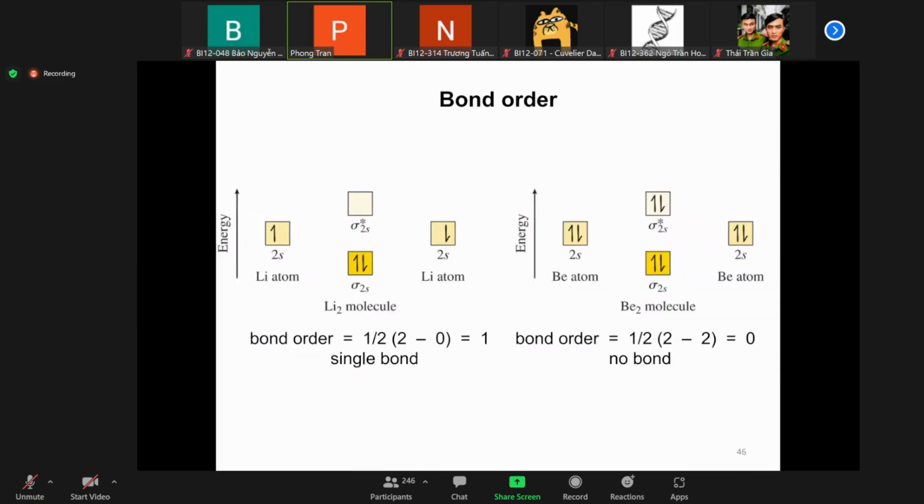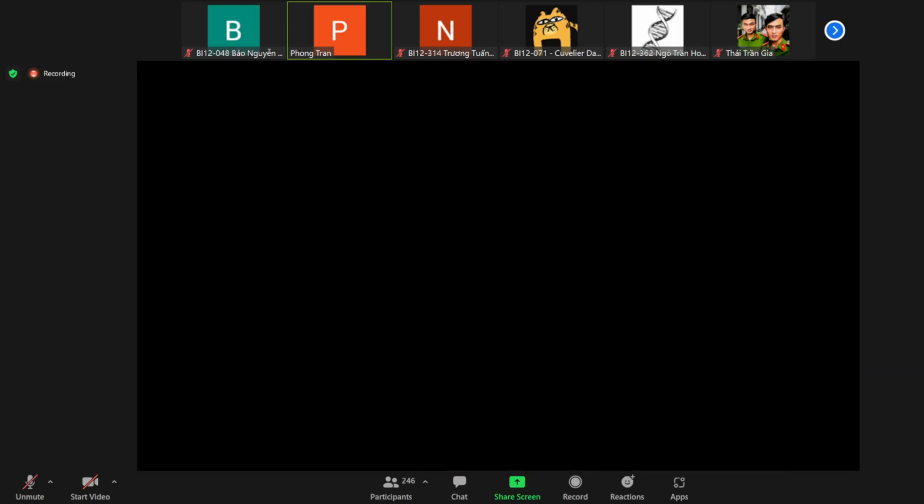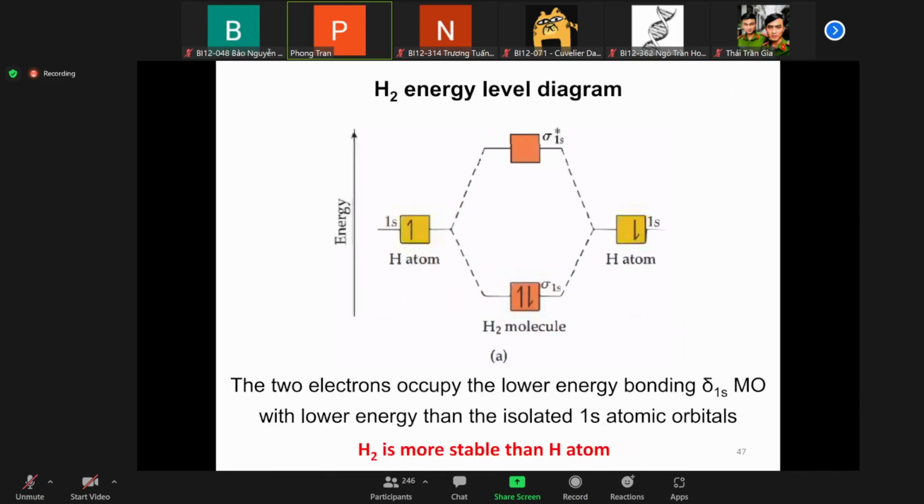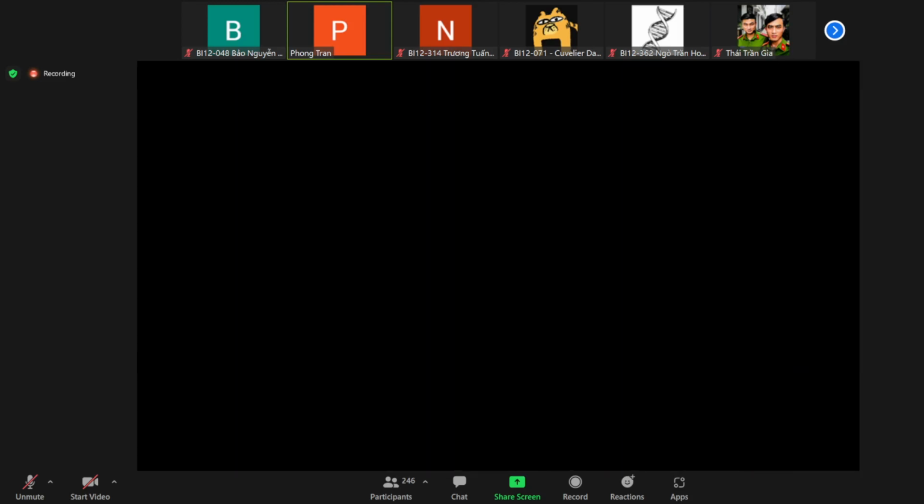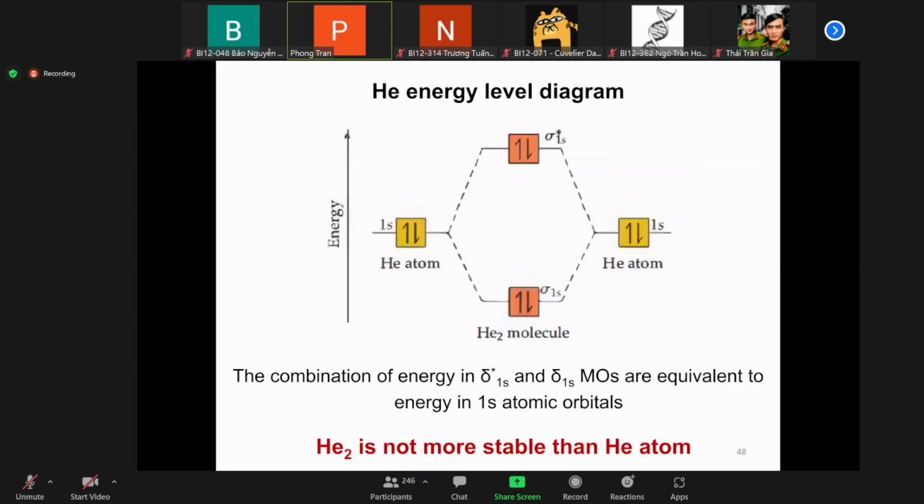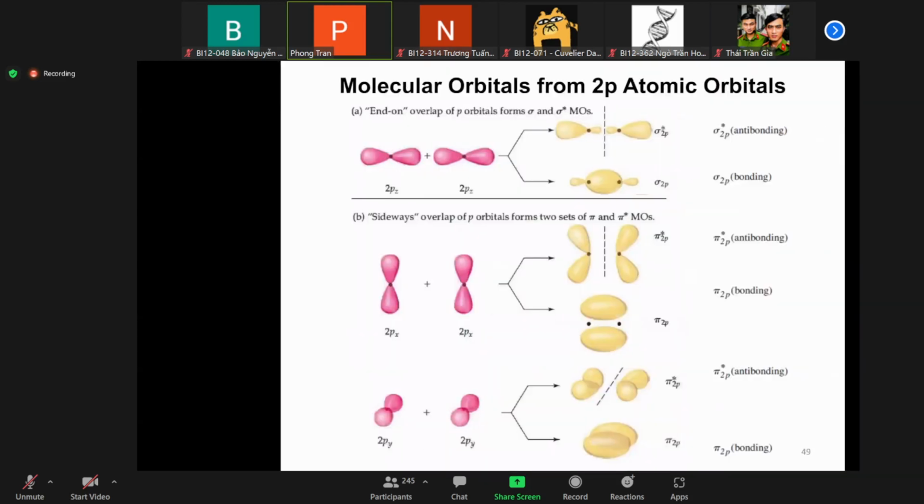Okay, so take a look at the other molecules. Like lithium, you have a single bond. For the case of beryllium, you have no bond, bond order equal to 0. Quite easy to understand, I explained this already. So again we can see that helium is not stable. It's not more stable than the individual helium atoms. So there's no tendency to make the chemical bond, because if you cannot gain anything in energy, the bond will not be produced.